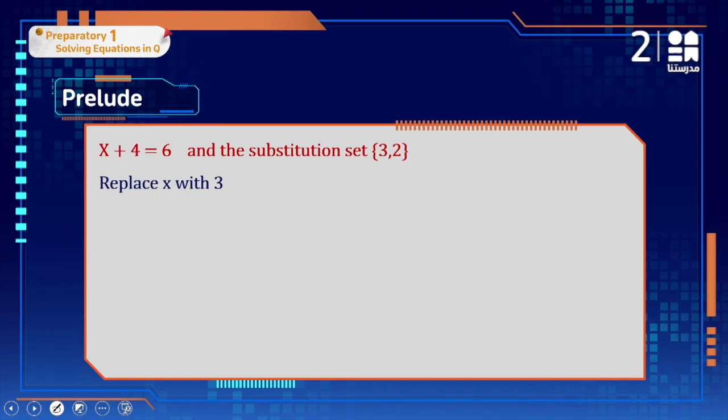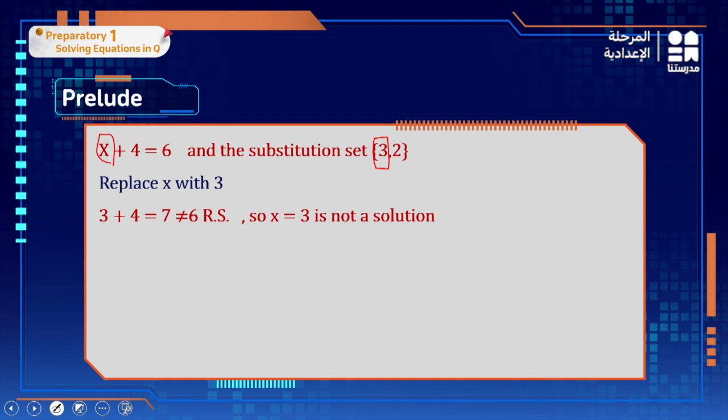Replace x with 3. Replace means what? Replace means instead of x, we are going to put the value which is 3. We are going to replace 3 first. So let's do it. Instead of x, we put 3. 3 plus 4 equals 7, not equal to 6. The given one is 6. So it's not equal to the right side, so x equals 3 is not a solution.